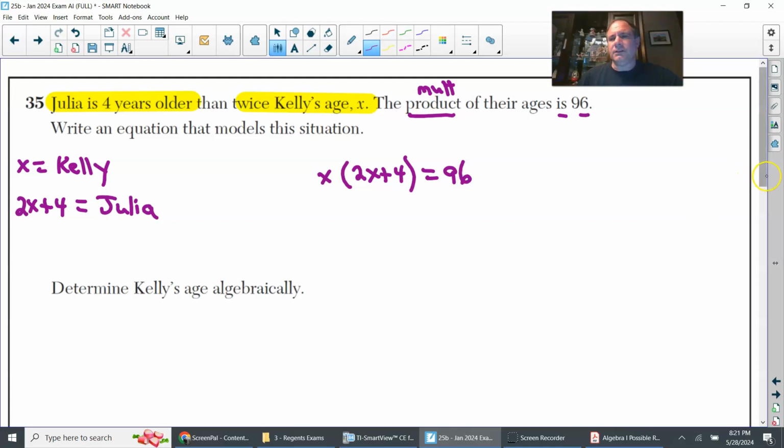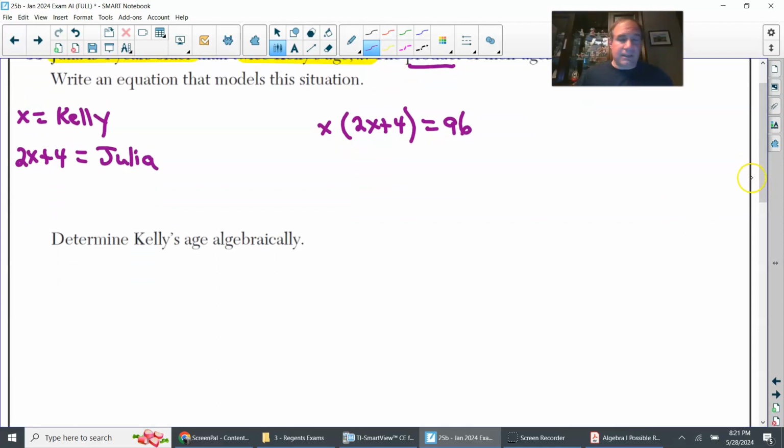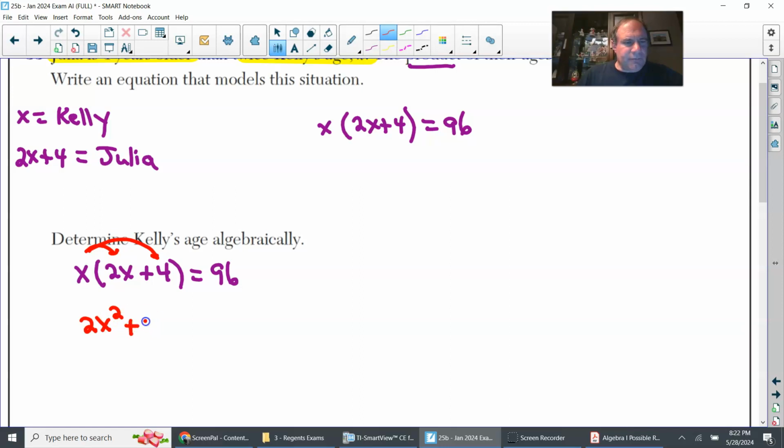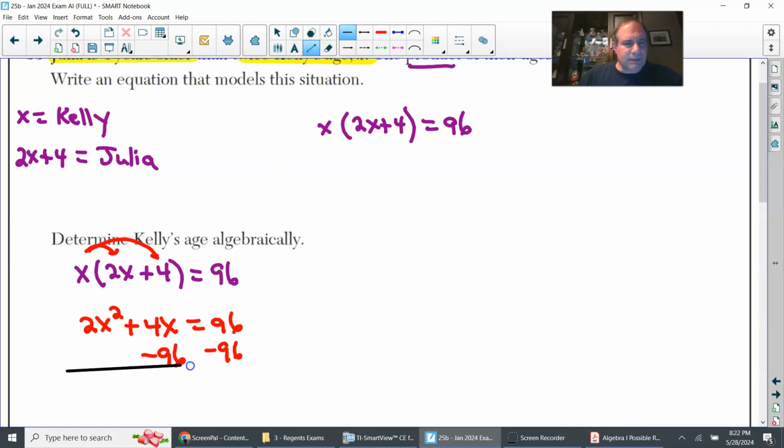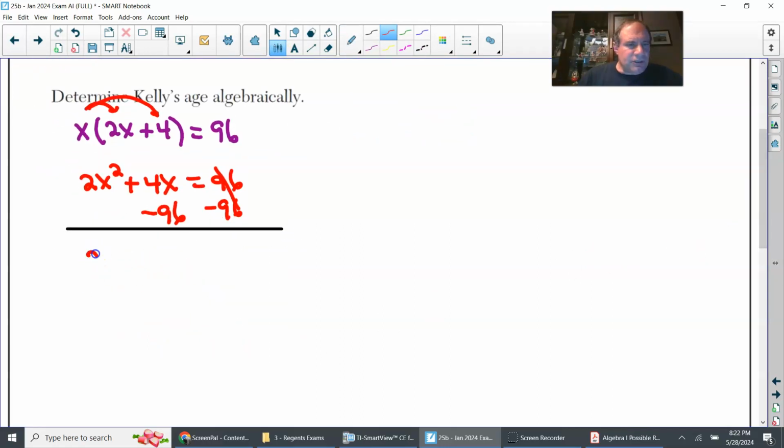So that you get credit for right there. So now it says determine Kelly's age algebraically. That's a little tricky, so I'm just going to rewrite that, and I'm going to use the distributive property. So this is 2x squared plus 4x equals 96. I'm going to subtract 96 from each side because I need to set it equal to 0, and it becomes a trinomial. This is 2x squared plus 4x minus 96 equals 0.